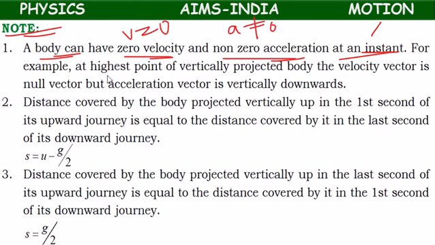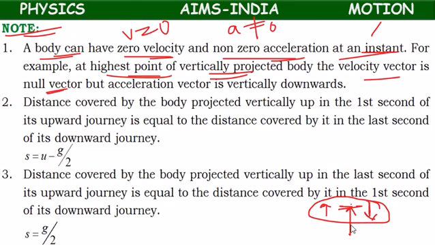For example, at the highest point in a vertically projected body, the velocity vector is zero, but acceleration is not, because at the highest point, instead of going up, it is changing its direction towards the downside. Velocity becomes zero, and that's why instead of going up it turns downside. We can observe a change in the direction of velocity, which is acceleration. So velocity is zero, but still the acceleration value is there. That happens at one instant.